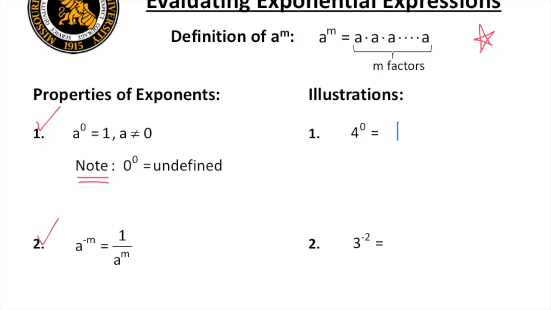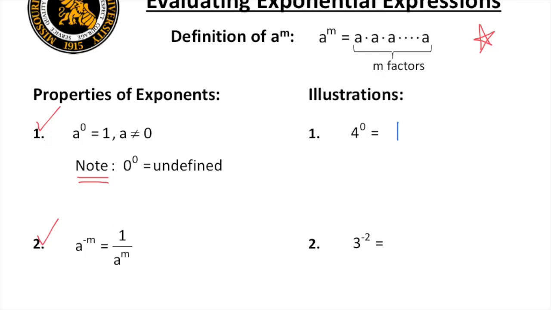Property 2 says that if you have a base a raised to a negative power, you can rewrite this as 1 over that base of a raised to the positive power. The movement to the other side of the fraction is due to the negative exponent. Once you've moved that base to the other side of the fraction, the exponent becomes positive.